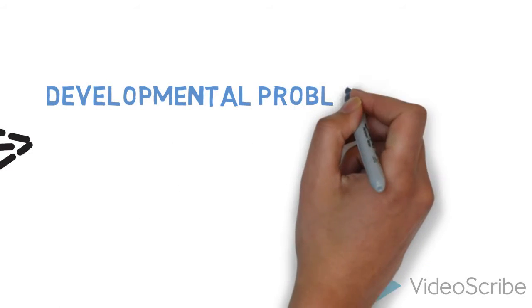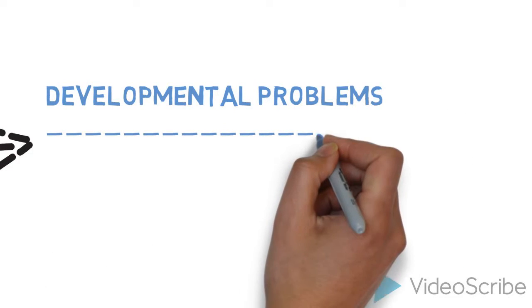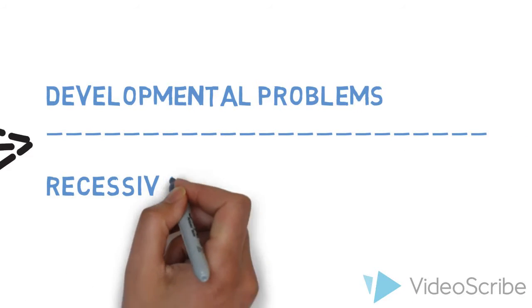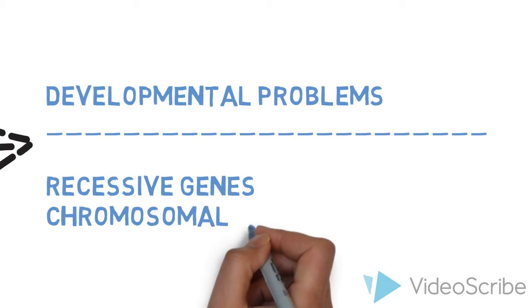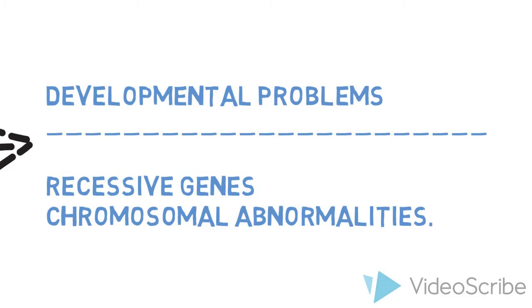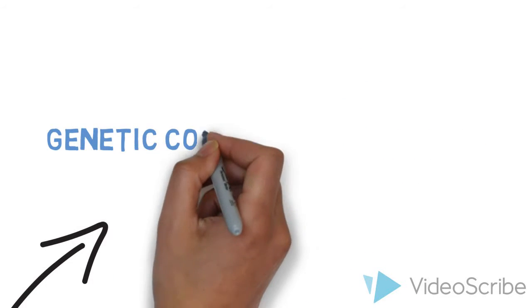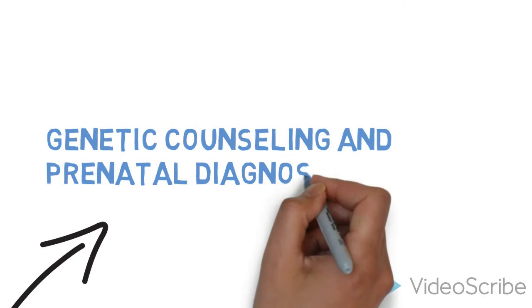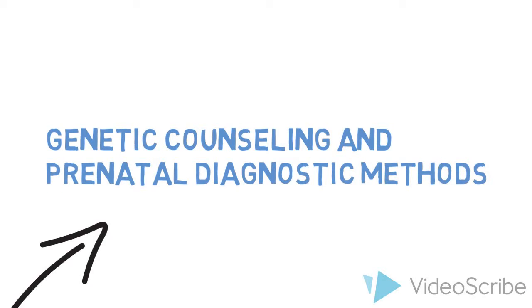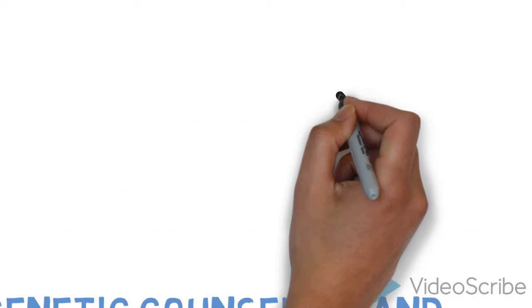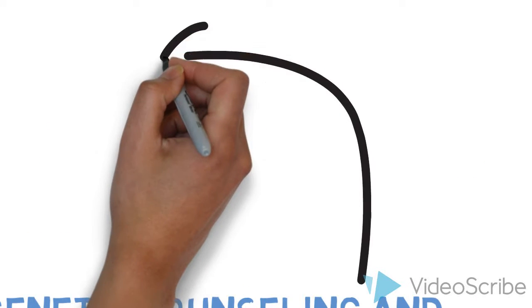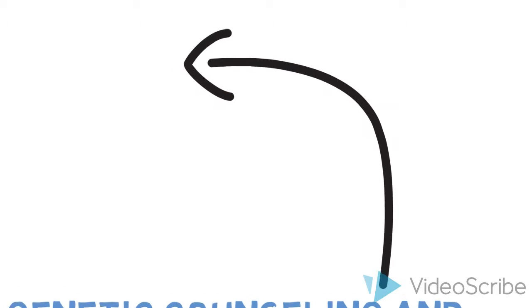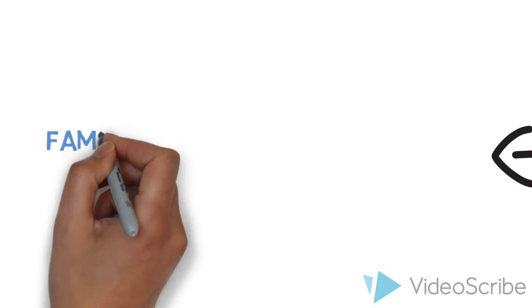Serious developmental problems often result from inheritance of harmful recessive genes and from chromosomal abnormalities. Fortunately, genetic counseling and prenatal diagnostic methods make early detection of genetic problems possible. Many families turn to adoption, and most adoptees ultimately fare well, despite some challenges.